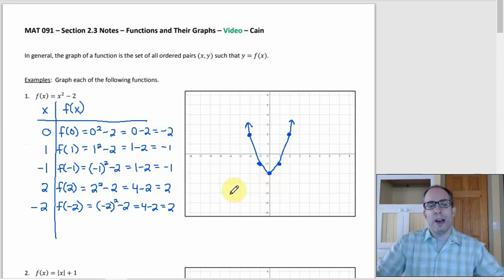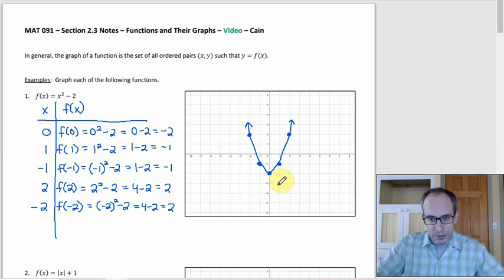With 1, f of 1 is 1 squared minus 2, but 1 squared is 1, so you end up with negative 1. So 1, negative 1 is right there. If you sub in a negative 1, negative 1 squared is also 1, so you get the same y value. So there's negative 1, negative 1. If you sub in 2, that's 2 squared minus 2, so 4 minus 2, which is 2. So 2 is right there. And then negative 2, if you square negative 2, you're also going to get 4, so you end up with the same y value, and right over there is negative 2.